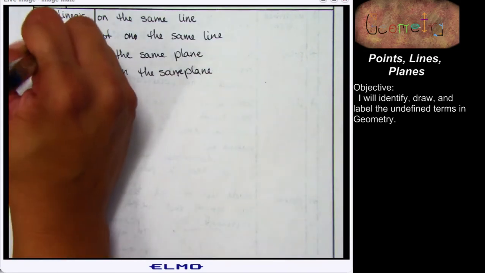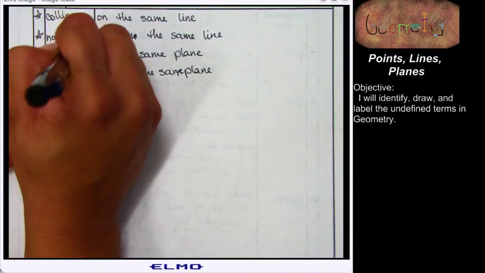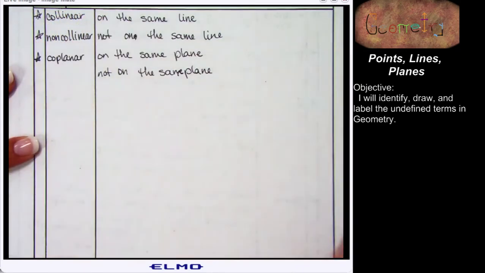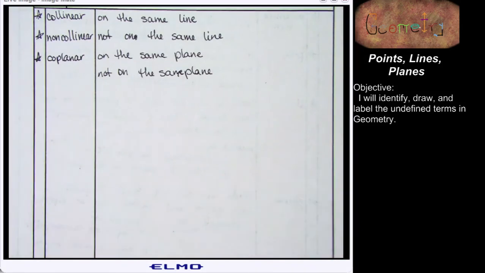The word for on the same plane is coplanar. Say it with me. Coplanar. I know that when you write it, it looks like you should say something different, but it's not. English is weird and we're talking about planes.